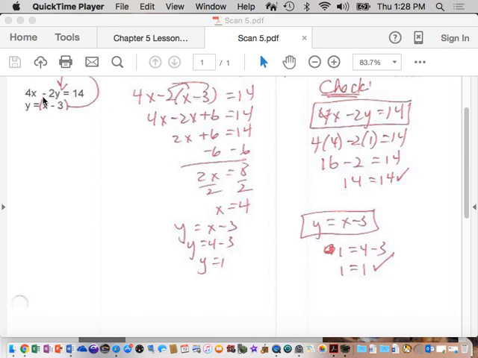And if you notice, I rewrote the top equation. The 4x minus 2 stay the same, the equals 14 stays the same. But I trade in the y, because the y is equal to x minus 3. So I put the x minus 3 in place of the y, and now I just solve the equation that was there.